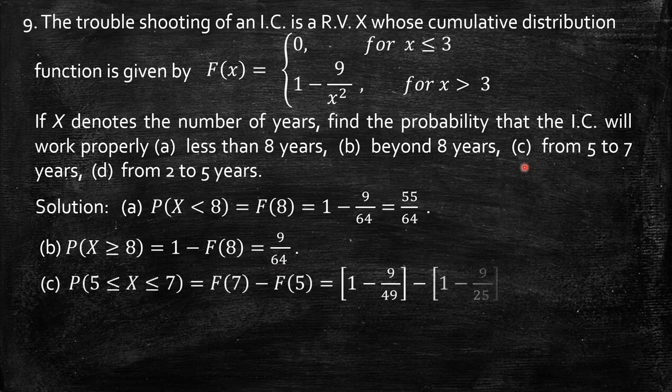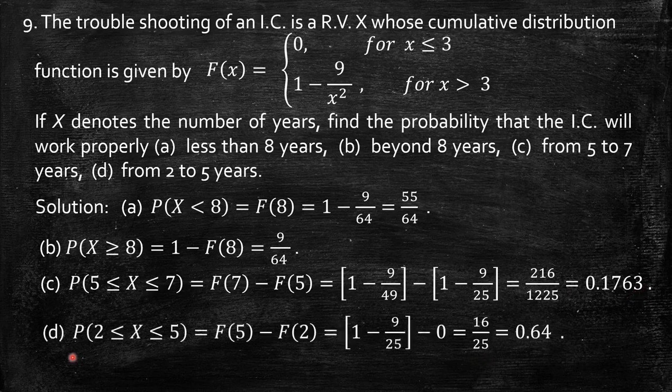Problem C, that is the probability of 5 less than or equal to x less than or equal to 7. In terms of CDF, it is F of b minus F of a, F of 7 minus F of 5, as we saw in the last slide. What is F of 7? That is x greater than 3, so it comes in this part: 1 minus 9 by 49, minus F of 5, that is 1 minus 9 by 25. Simplify this, we get 216 by 1225, that is 0.1763.